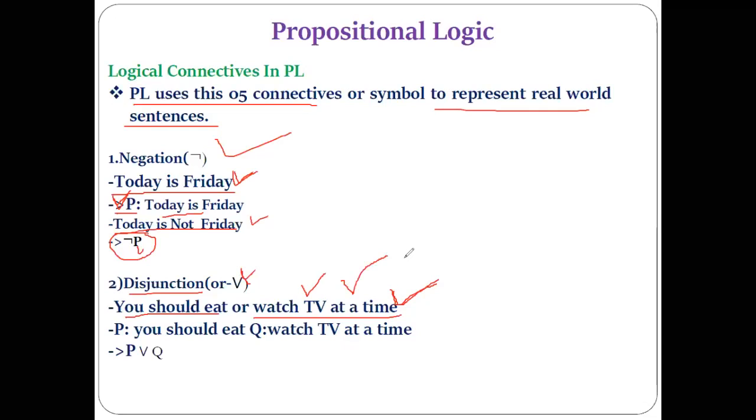What is the first step in writing the propositional logic? First you need to represent the facts or the sentences with the help of propositional symbols, correct? So this given complex sentence, we have to represent it using propositional symbols. Here we utilize the propositional symbol P, with the meaning you should eat, and the second propositional symbol is Q, and the meaning of that is watch TV at a time, or watch a TV.